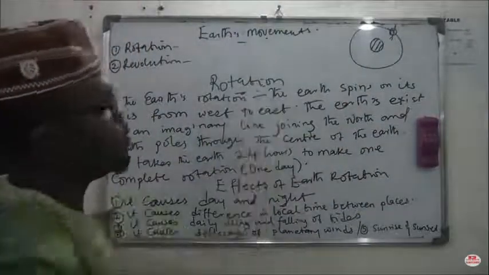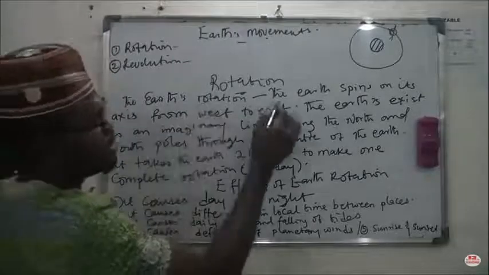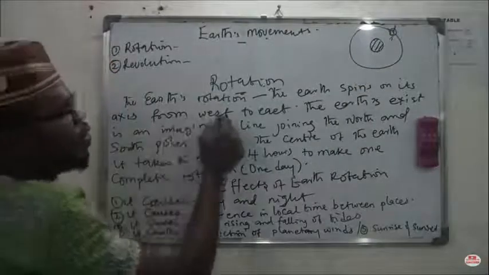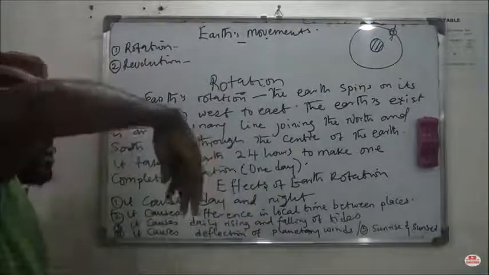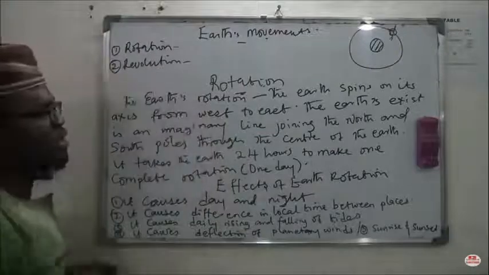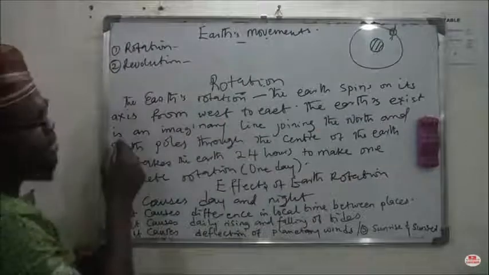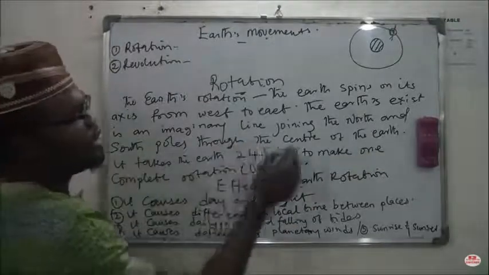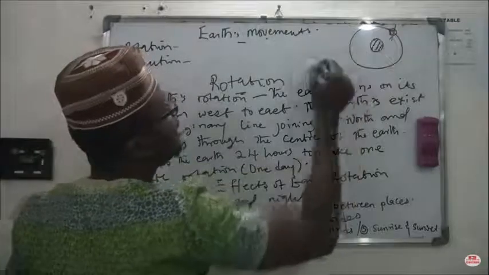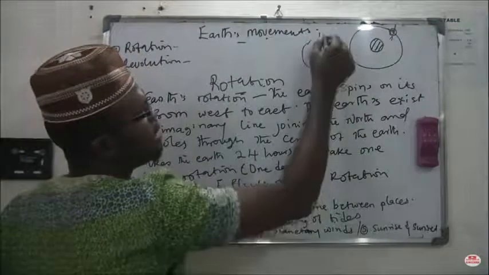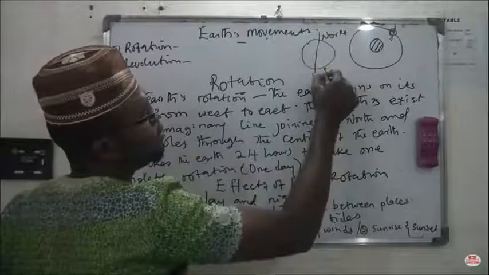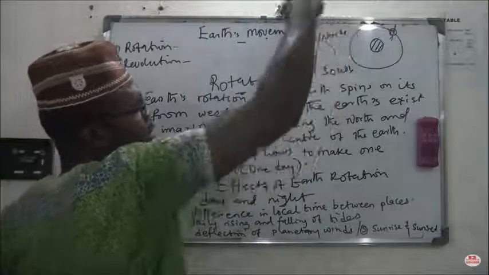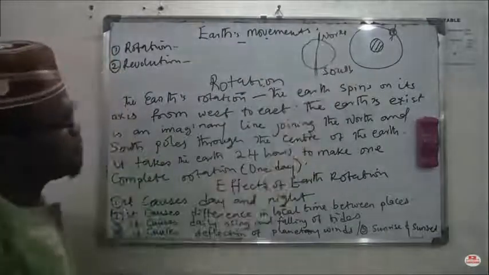So rotation, what kind of motion is rotation? The Earth spins on its axis from west to east. The Earth spins on an imaginary line joining the North Pole and the South Pole through the center. So you have an imaginary line. If this is the Earth, you have an imaginary line that joins the North Pole to the South Pole. So the Earth now rotates around this imaginary line.